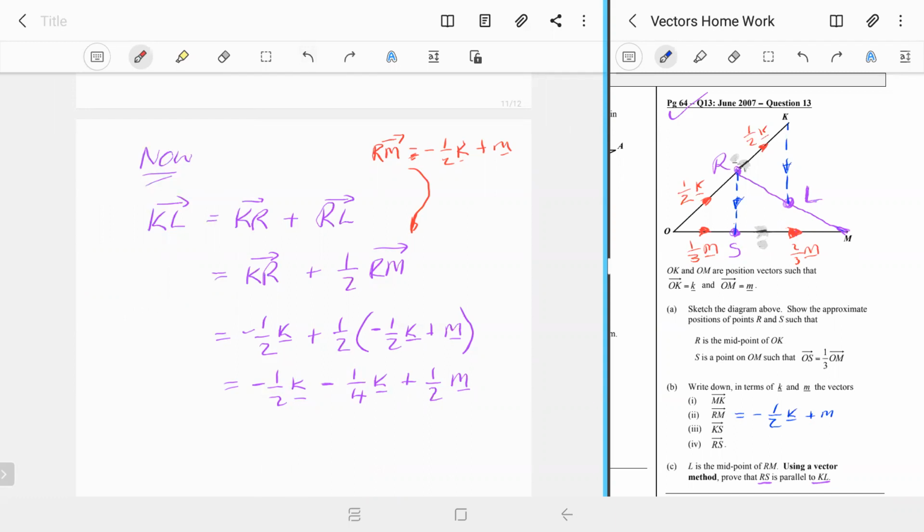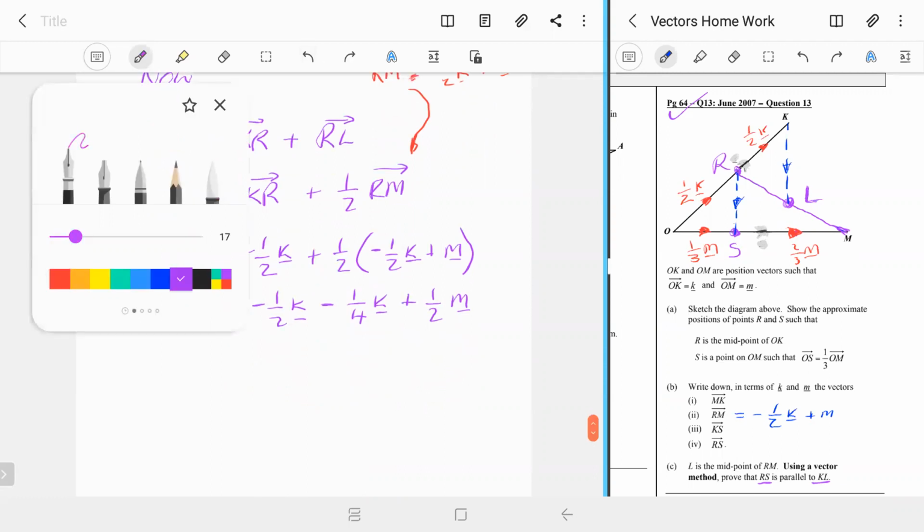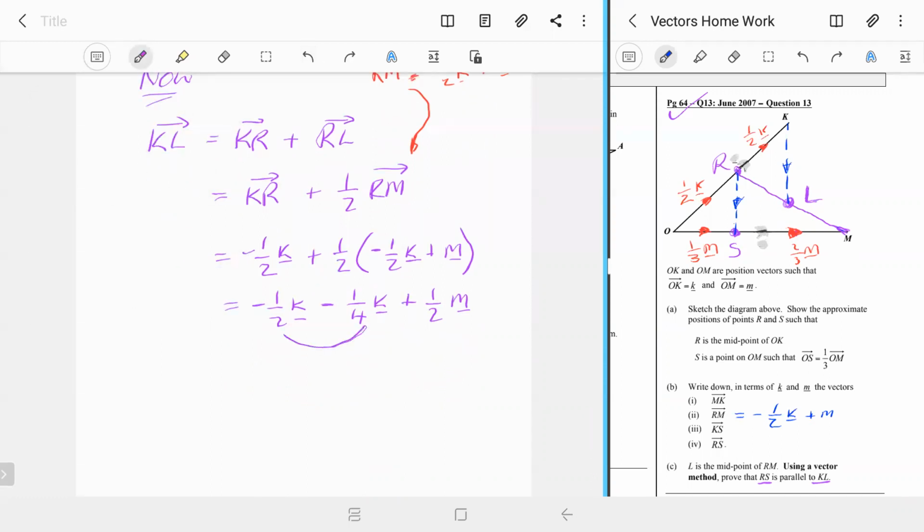Let me write it for you. Let me not cut out any steps. So I'm going to make these two terms the same denominator of 4. So I'm going to write this as minus 2 over 4 K minus 1 over 4 K plus half M. Anybody understand why I put this as 2 over 4 instead of half? Why did I do that?